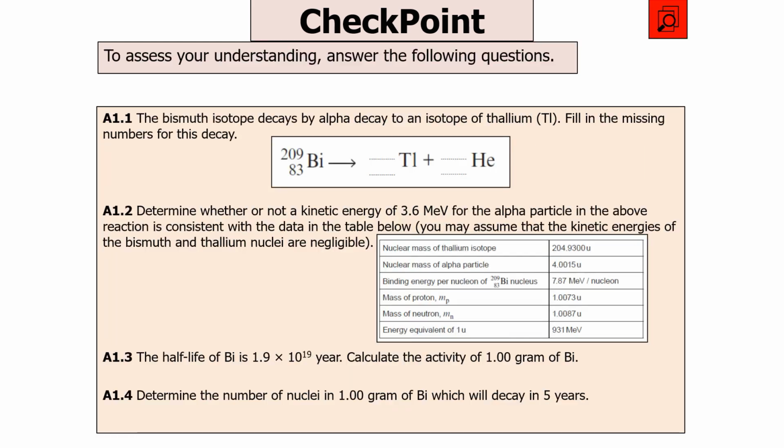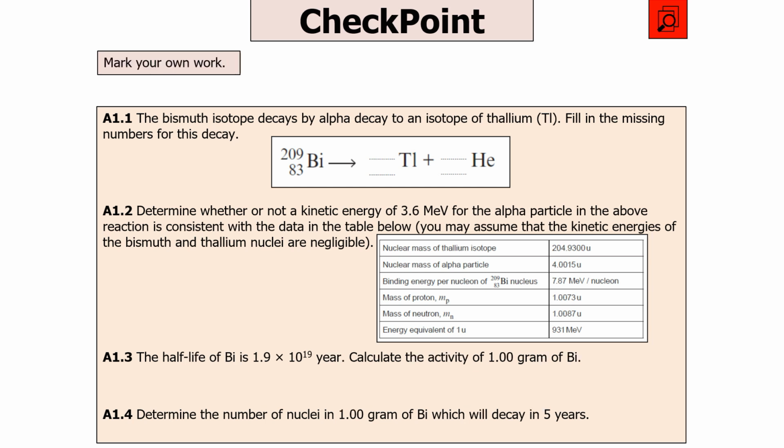The next question says the bismuth isotope decays by alpha decay to an isotope of thallium. Fill in the missing numbers for this decay. Then determine whether or not a kinetic energy of 3.6 mega electron volts for the alpha particle in the above reaction is consistent with the data below. The half-life of bismuth is 1.9 times 10 to the 19 years. Calculate the activity of 1 gram of bismuth. Then determine the number of nuclei in 1 gram of bismuth which will decay in 5 years. So pause the video now, then unpause the video when you want to go through your answer.